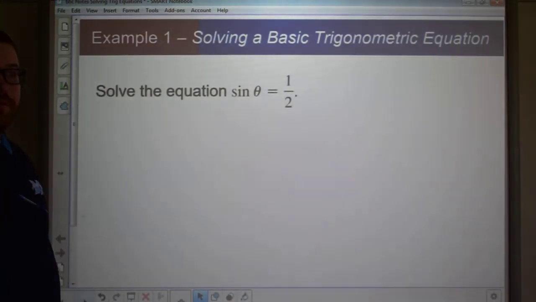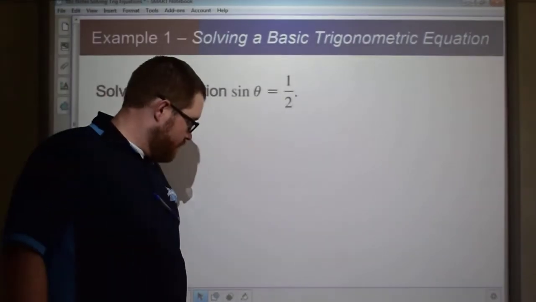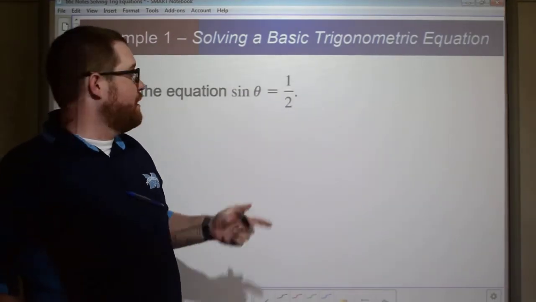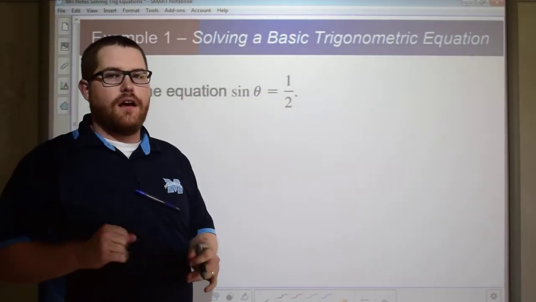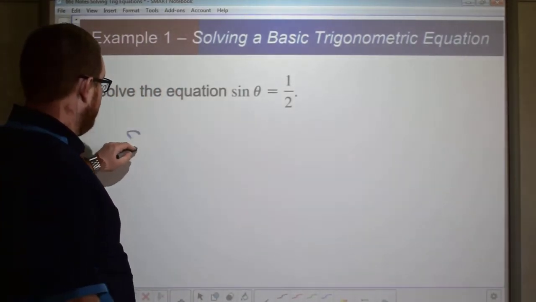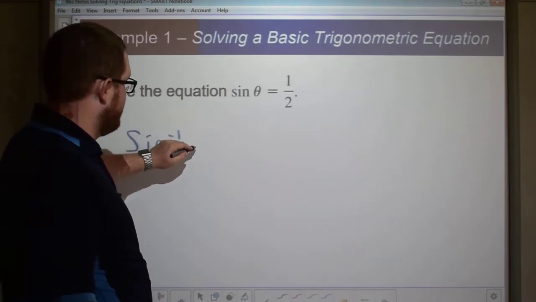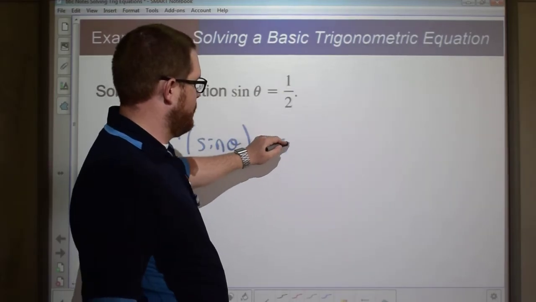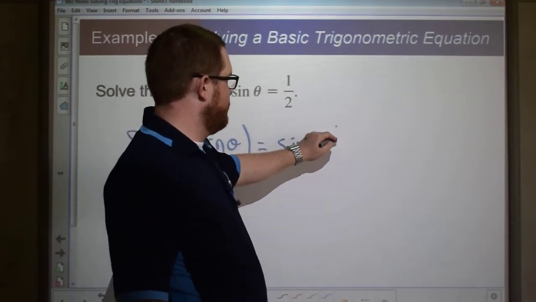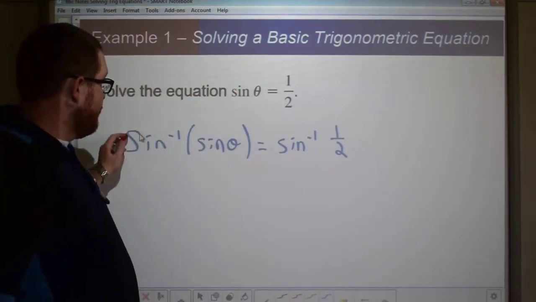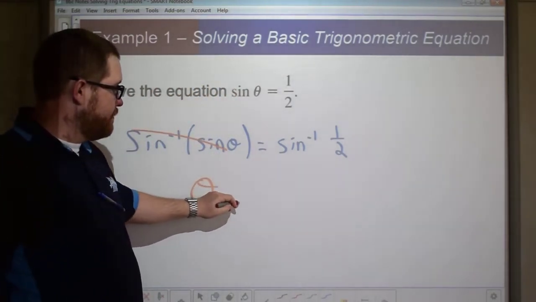Let's try one. Okay? Sine of theta equals 1/2. Well, algebraically, how do I get rid of sine? You can't divide by sine because it's not sine times theta. It's sine of theta. So what gets rid of sine of theta? Well, sine inverse does. I did the sine inverse of both sides. Over here, these cancel out, and I just get theta.